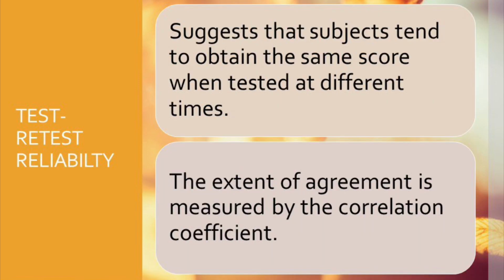So test-retest reliability is the measure of reliability obtained by administering the same test twice or more over a period of time to a group of individuals. If you're retesting this just once, so we've administered the test twice, the scores from time 1 and time 2 can then be correlated in order to evaluate the test for stability over time. So it's a way to determine the extent of agreement that's measured between the correlations.